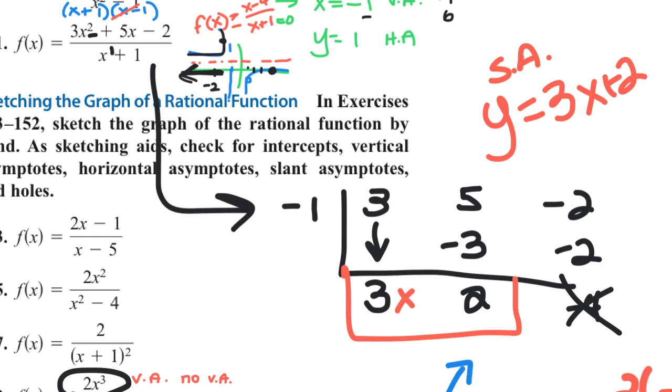Sophia? Will there ever not be a vertical asymptote? Sure. One of them doesn't have it.